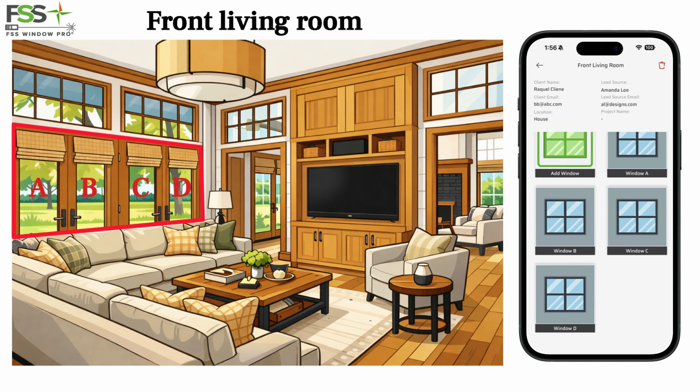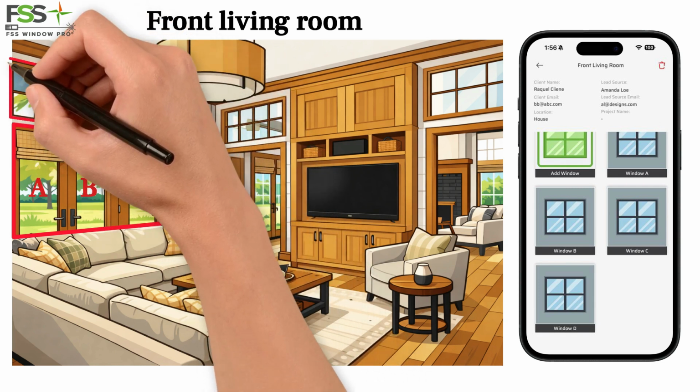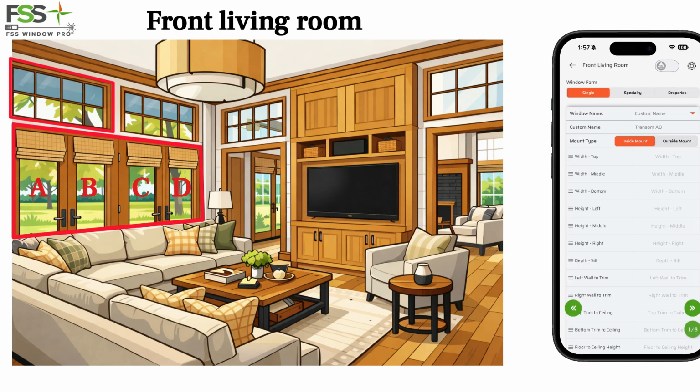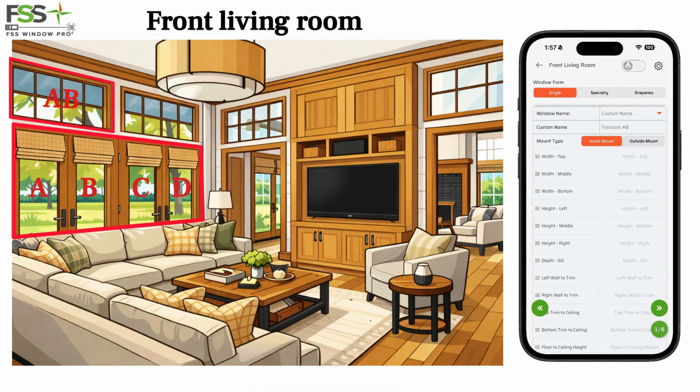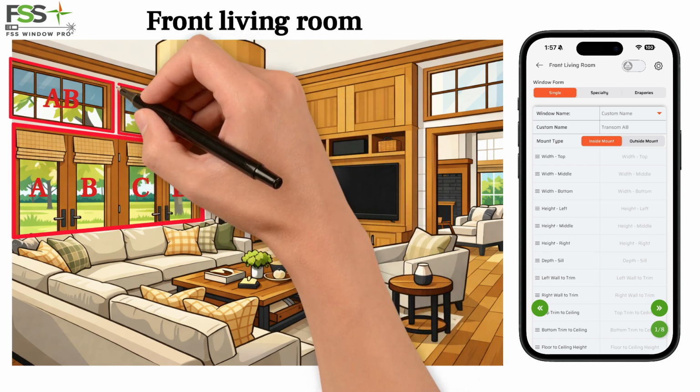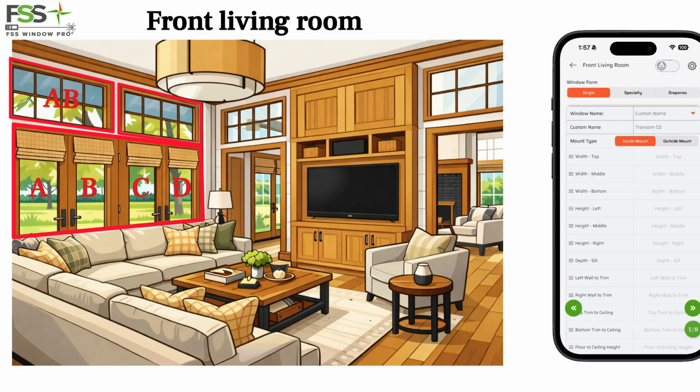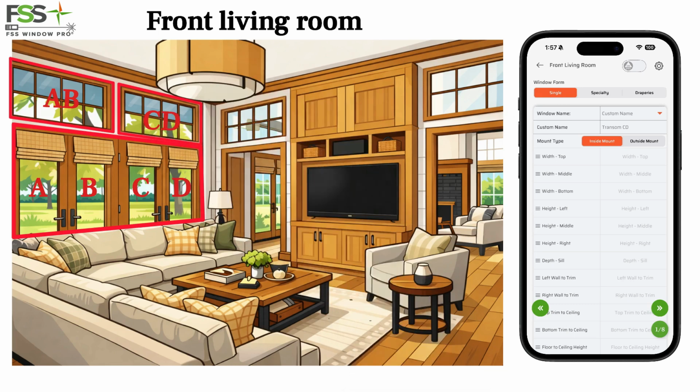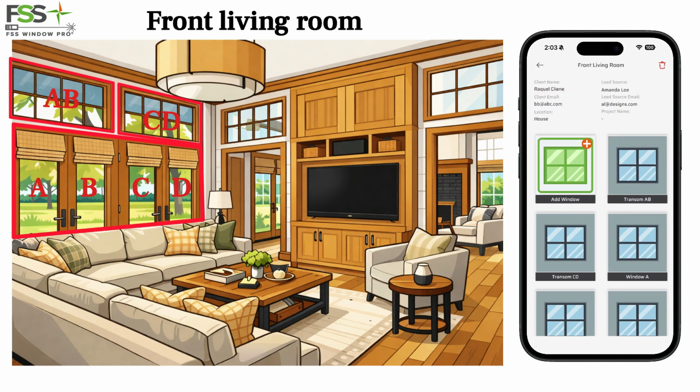Now here's where the transom naming becomes useful. When I go to measure the transom window above A and B, I'll name that window Transom AB. That tells anyone looking at the job that this transom sits above Window A and Window B. Then for the next one, above windows C and D, I would name that Transom CD. It's a really simple naming convention, but it gives your installers and your team a very clear reference for exactly which window you're talking about.